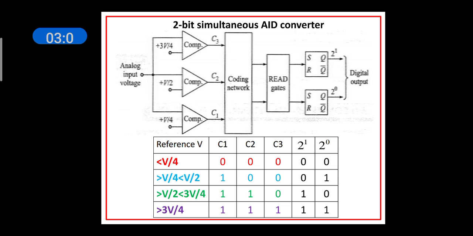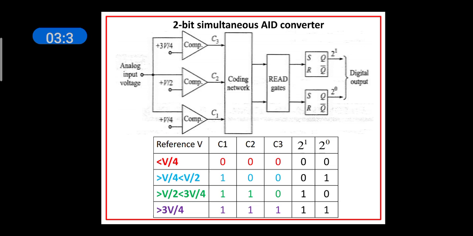So starting with when the analog input voltage is less than plus V by 4, all the comparator outputs will be 0. C1 is equal to C2 is equal to C3, which are 0. This is shown in the first row of the truth table.